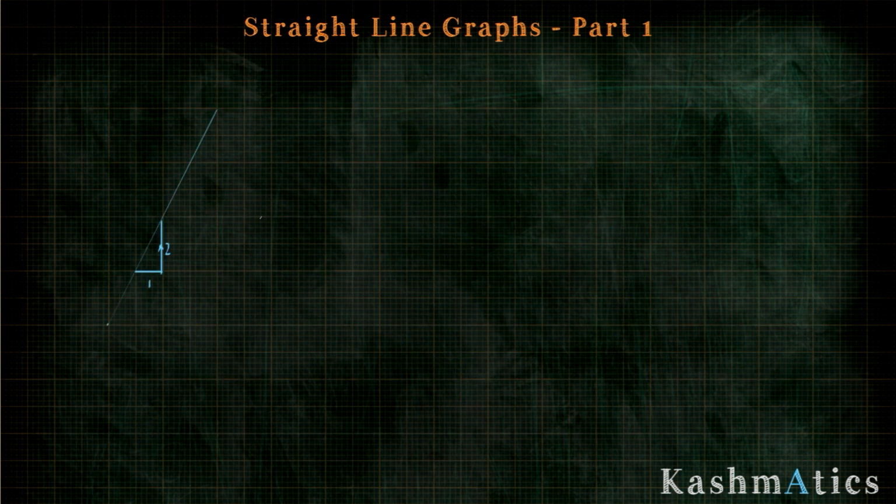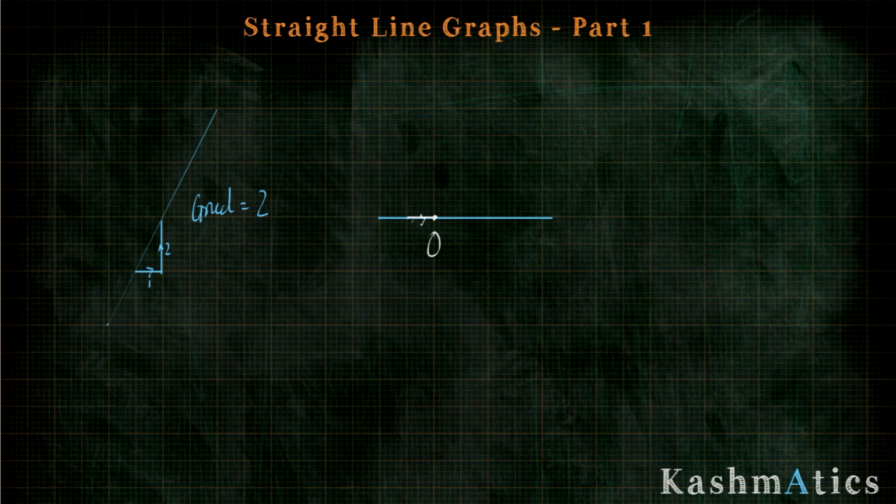So if you remember from before, the definition of the gradient is if you go across one square, so if x increases by 1, how many squares would you have to move up or down to get back to the line? In this case, it'd be 2. So the gradient here would equal a positive 2. Now, if I've got a horizontal line, if I go across one square, the number of squares I have to go up or down to get back to the line is 0.